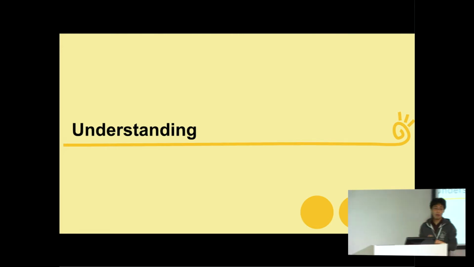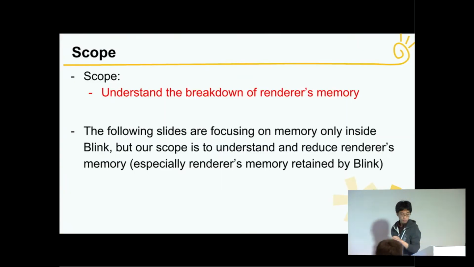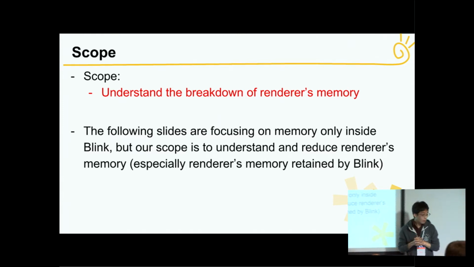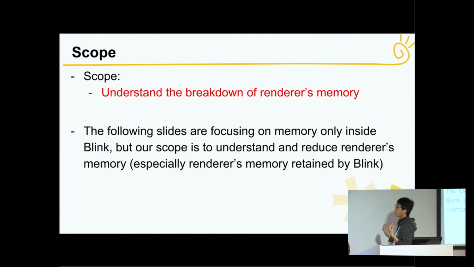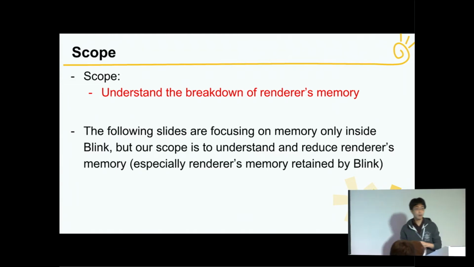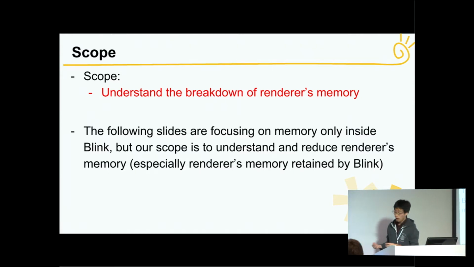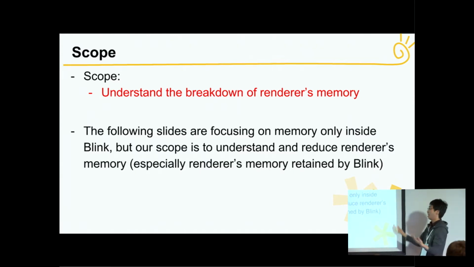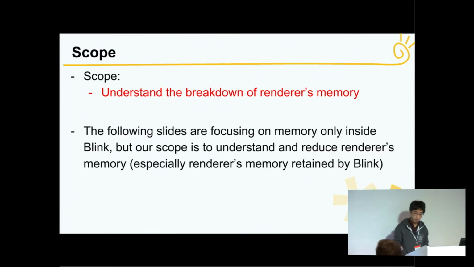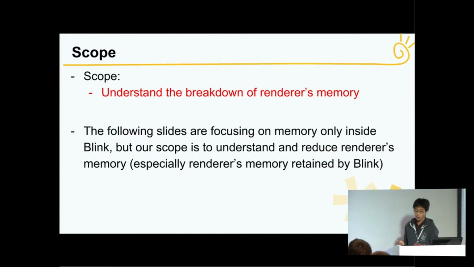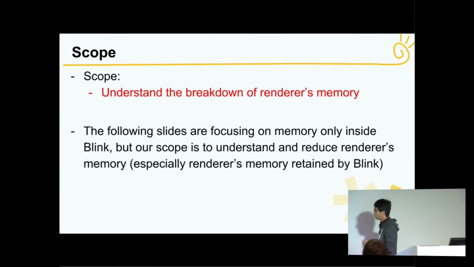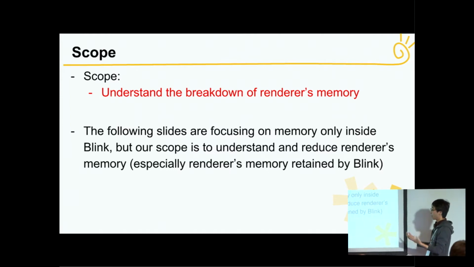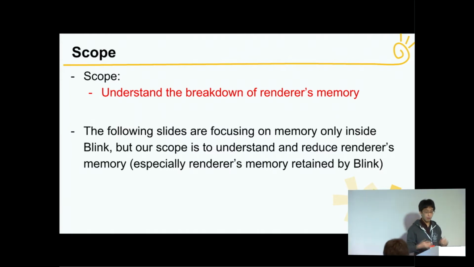So the second part is understanding. First, I want to clarify the scope of this project. Basically, our scope is to understand the breakdown of the renderer's memory. From now on, I will explain a lot of profiling results about Blink, but basically our scope is to understand and reduce the renderer's memory, not limited to Blink. Especially we are interested in the renderer's memory retained by Blink, but anyway, our scope is to understand and reduce the renderer's memory.